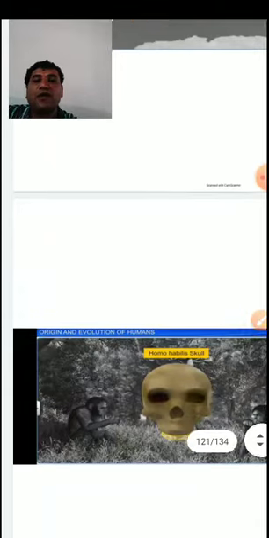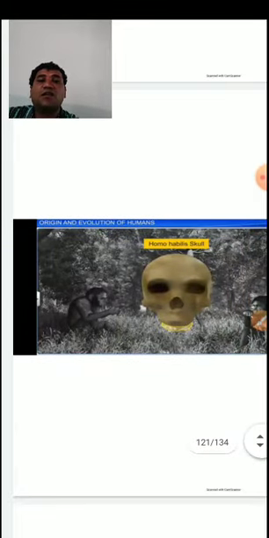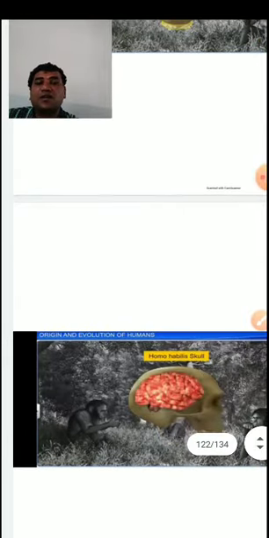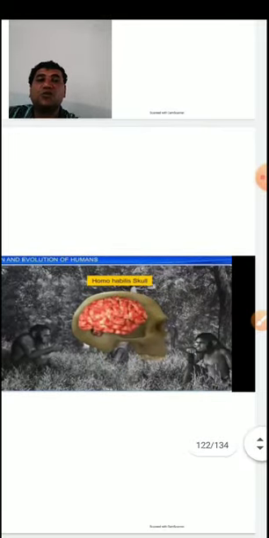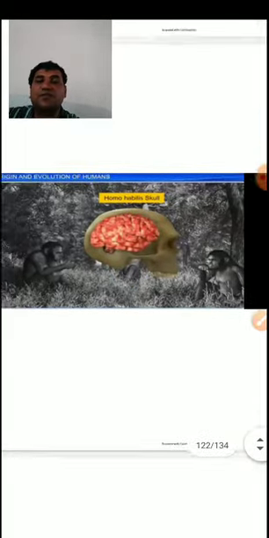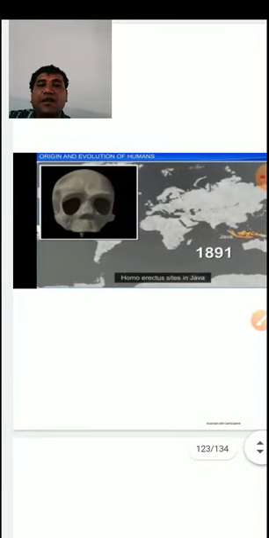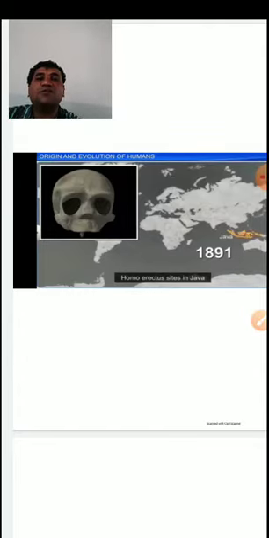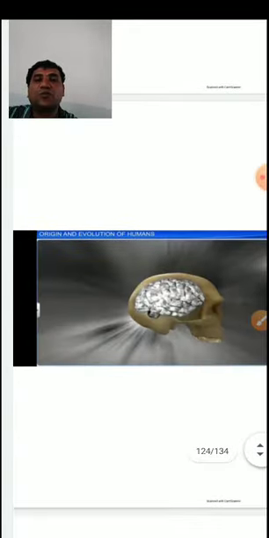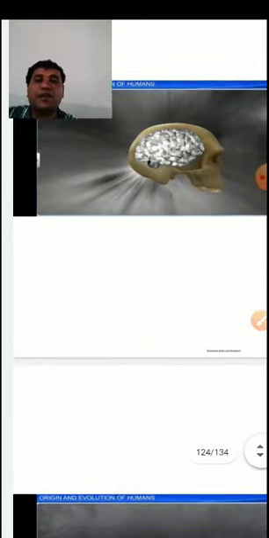But the Homo habilis skull had comparatively smaller teeth, and the brain capacity also started increasing, that is approximately 900 cc. And in 1891 in Java and different places, they found a skull which was named Homo erectus, Java man. They probably also had 1200 cc of brain.